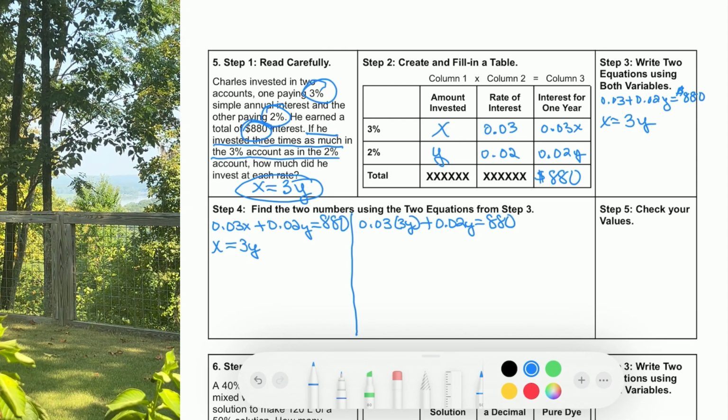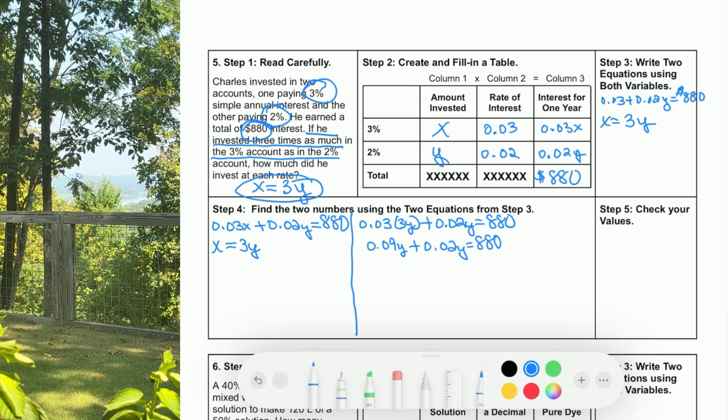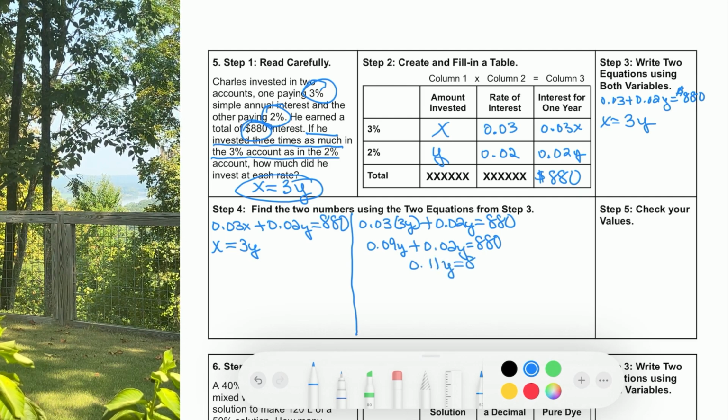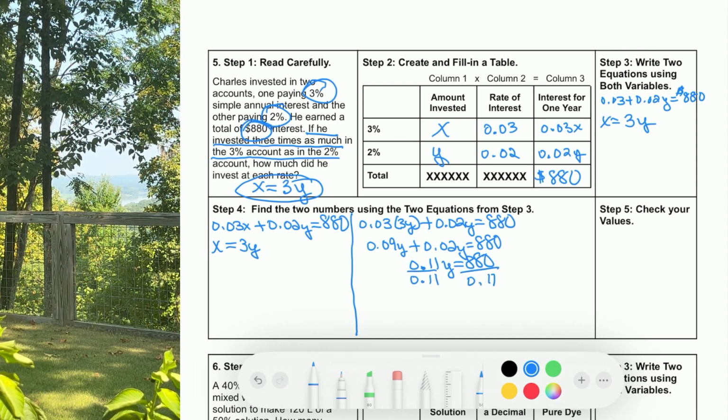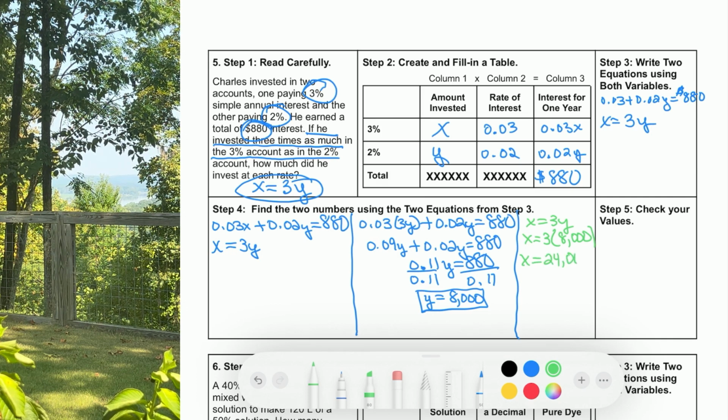All right, so 0.03 times 3y is 0.09y plus 0.02y. Add our like terms, and I get 0.11y equals 880. Divide both sides by that 0.11, and I get y equals 8,000. All right, now we need to figure out our other value. So I'm going to take the x equals 3y. We know our y value now, so I'm going to plug that in. And we get x equals 24,000.